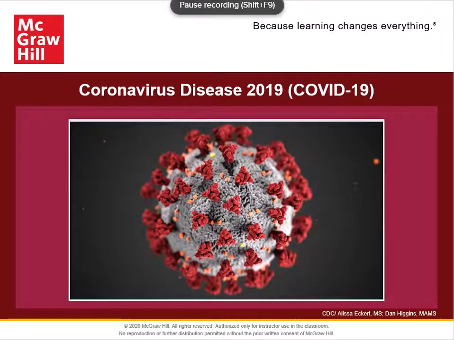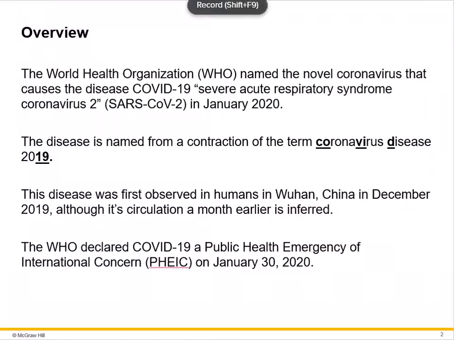In this section of Chapter 25, we'll discuss SARS-CoV-2, a new coronavirus affecting humans and responsible for the pandemic of 2019, causing COVID, or coronavirus disease 2019. The coronavirus SARS-CoV-2 was first detected in late 2019 in China, in a province of Wuhan.